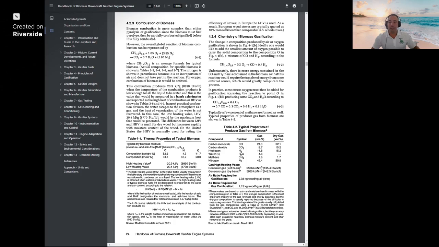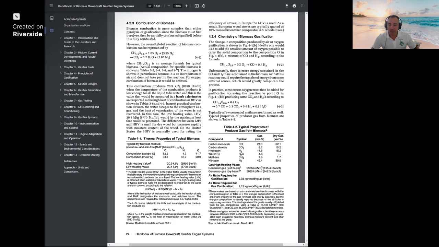4.2.4, Chemistry of Biomass Gasification. The change in composition produced by air or oxygen gasification is shown in Figure 4.1. Ideally, one would like to add the smallest amount of oxygen possible to carry the solid composition to the composition shown in Figure 4.1, a mixture of carbon monoxide and hydrogen, according to the formula shown here. Unfortunately, there is more energy contained in the carbon monoxide and hydrogen than is contained in the biomass, so this reaction would require the transfer of energy from some external source, which would greatly complicate the process.